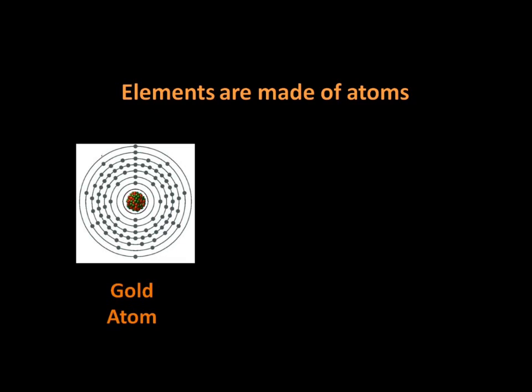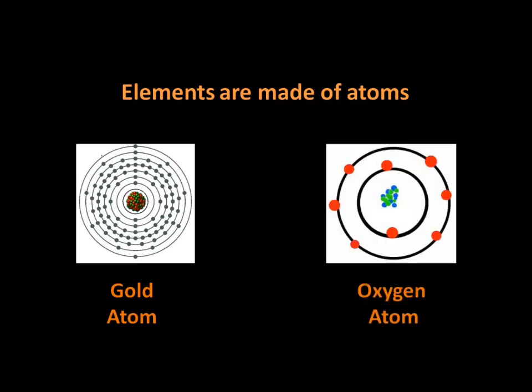Each element is made of one kind of atom. Atoms are the very smallest piece of matter, so everything is made of atoms. And every element has its own type of atom. For example, gold is an element. It's made of only gold atoms.